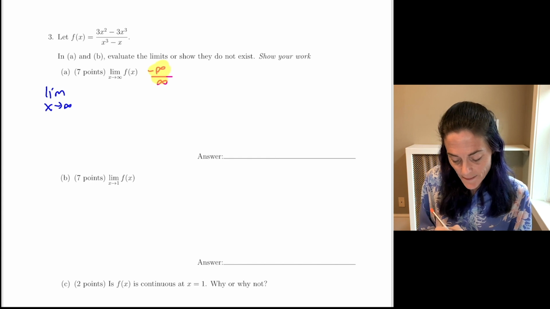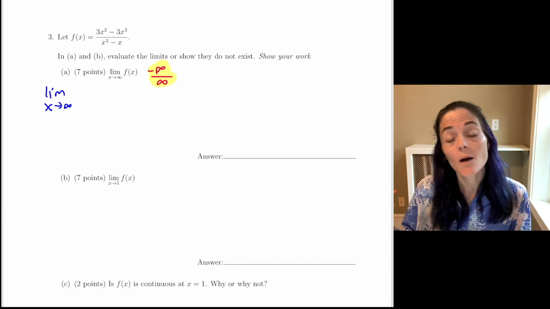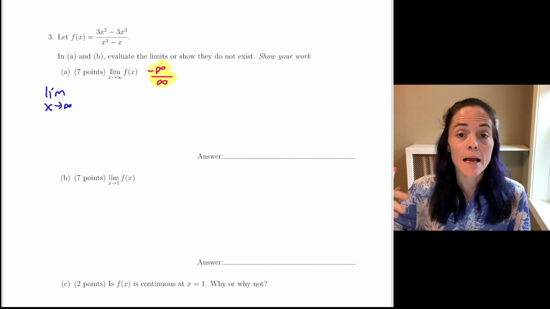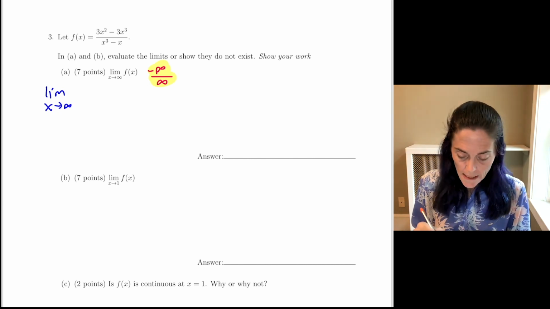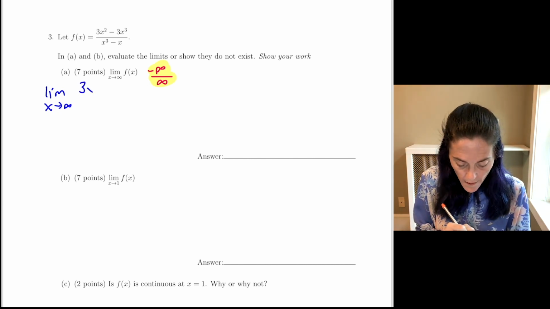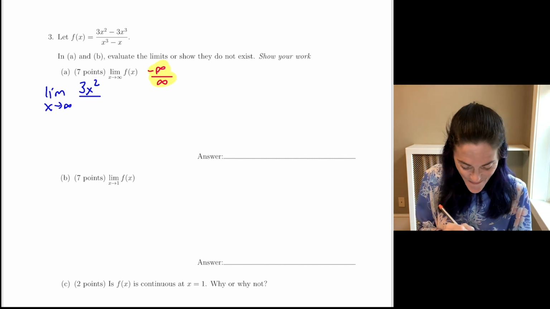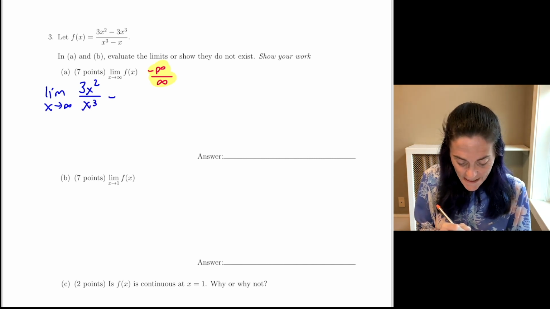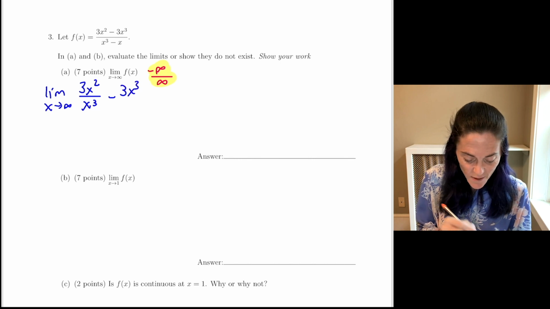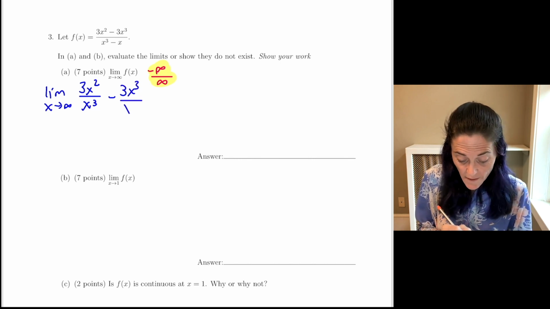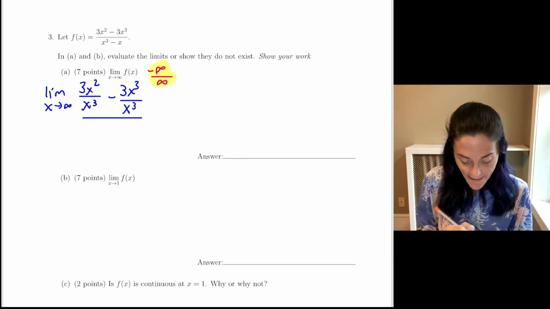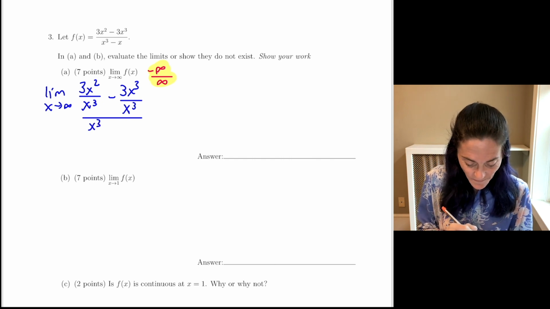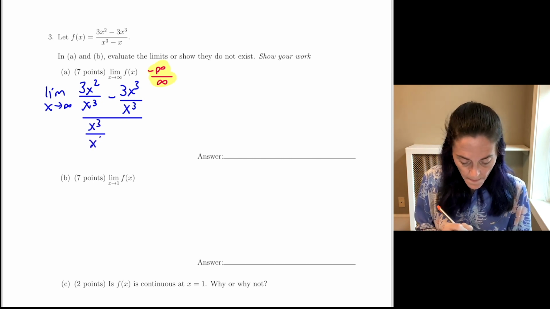So we can't just think about what's happening as x grows without bound. What we need to do is divide every single term by x to the highest power that we see. In this case, it's x cubed. So we will have 3x squared over x cubed, minus 3x cubed over x cubed. Then we divide every term in the denominator by x cubed. We have x cubed over x cubed, and then minus x over x cubed.